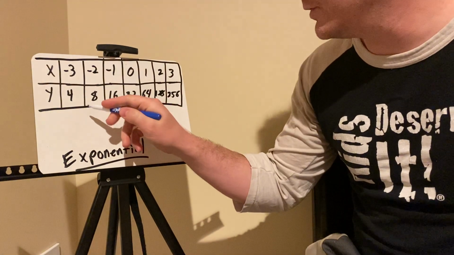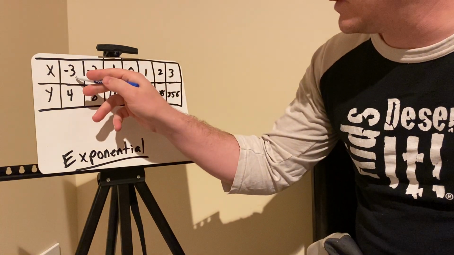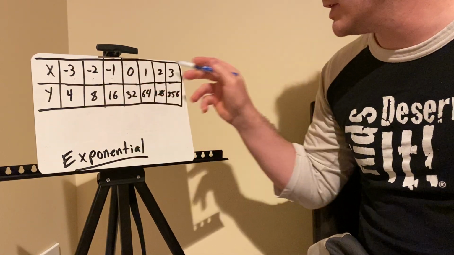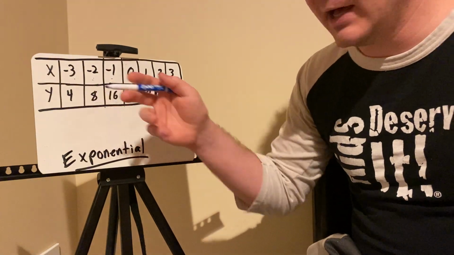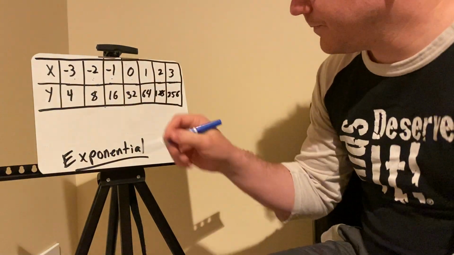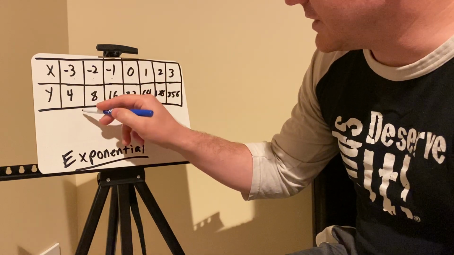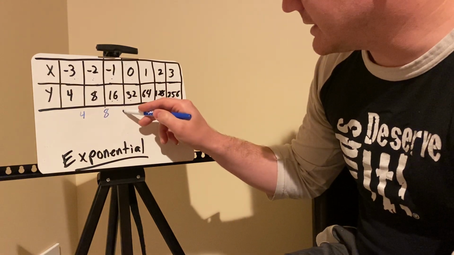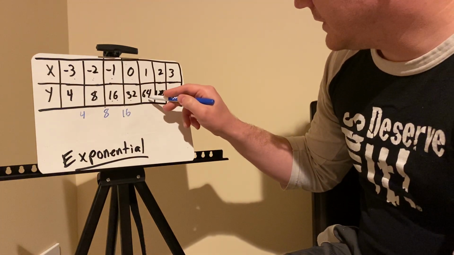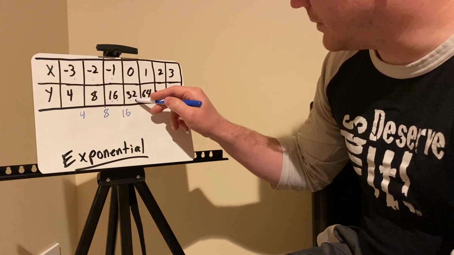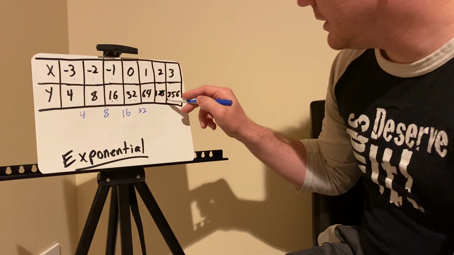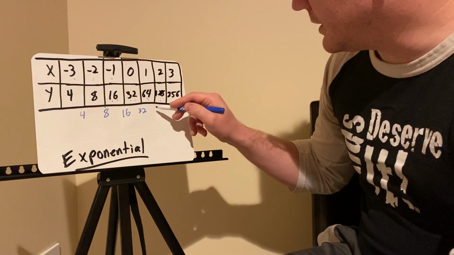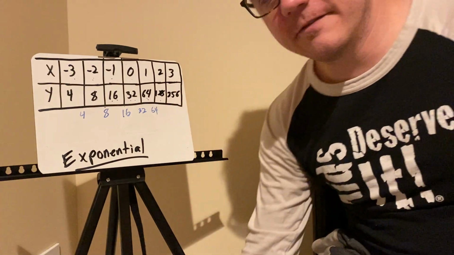When we look at tables, one way to do it is we make sure our x values are set up incrementally by 1. So we're increasing by 1 each time, so that's good. Then we look at our y values and find the first difference. 8 minus 4 is 4. 16 minus 8 is 8. 32 minus 16 is 16. 64 minus 32 is 32. 128 minus 64 is 64. So I find the first difference.